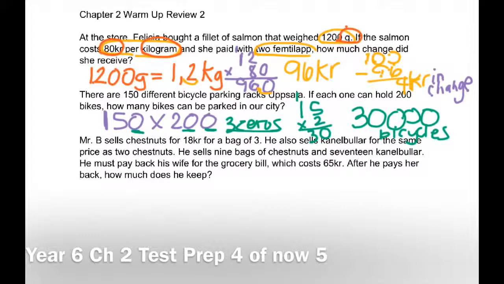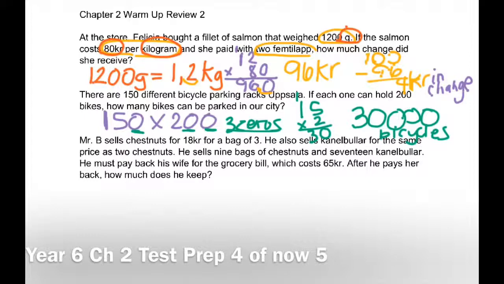Might be close. Mr. B sells chestnuts for 18 kroner a bag of 3. He also sells kanelbullar for the same price as 2 chestnuts. He sells 9 bags of chestnuts and 17 kanelbullar. He must pay back his wife for the grocery bill, which costs 65 kroner. After he pays her back, how much does he keep?